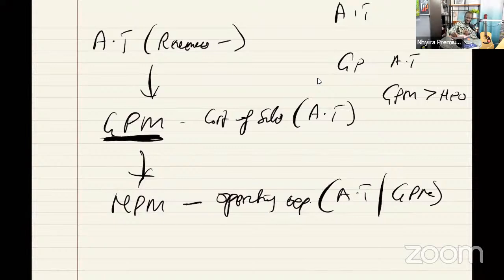Why? Because they are selling more. If you are selling more, it's likely you have to pay a lot of commissions. It's likely you have to buy a lot of delivery vans. So you are going to be charging a lot of depreciation.